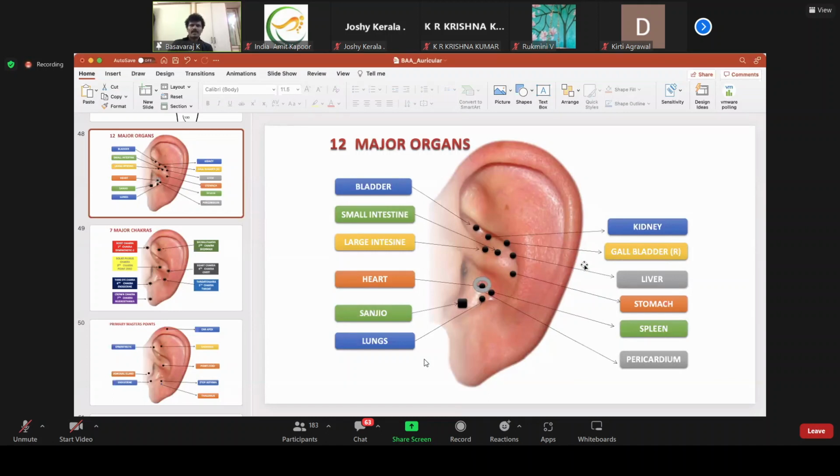For example, I'll give you a simple example. If urine incontinence is there or sciatica pain is there, the kidney is connected with the lumbar. So whenever I treat the lumbar, I also treat the kidney. Whenever I treat the kidney meridian, I also treat the lumbar. This is how you should combine the points.